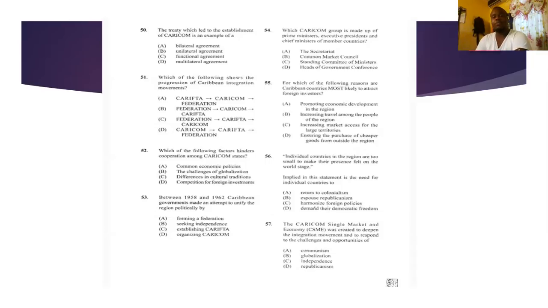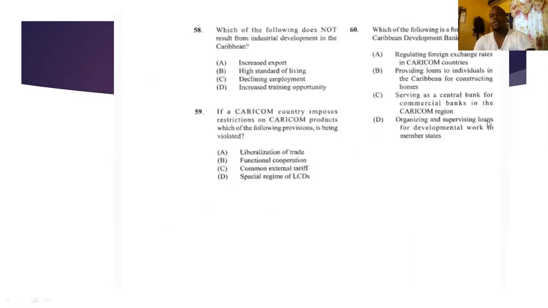57. The CARICOM Single Market and Economy, CSME, was created to deepen the integration movement and to respond to the challenges and opportunities of A, communism, B, globalization, C, independence, D, republicanism. Answer is B, globalization. Now we are on to the final set of questions. Let me shift down this video a little bit more so that I can see the questions.